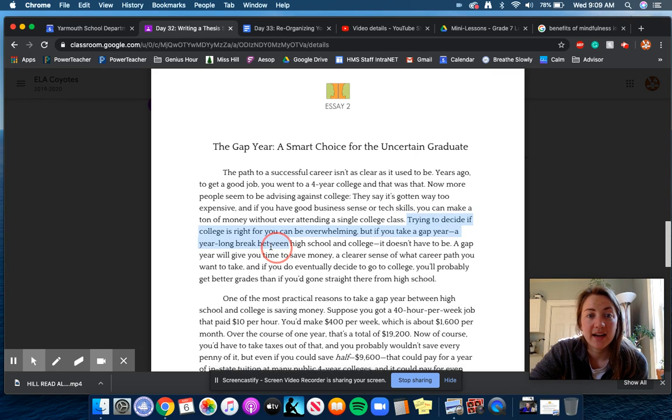So trying to decide if college is right for you can be overwhelming. Okay, so just acknowledging the other side, that if you're unsure about what path to choose after high school, figuring out if college is right for you is overwhelming. Boom, concession, acknowledging the other side, lovely. And here is the main argument. But if you take a gap year, and then it gives you a definition of what a gap year is, it doesn't have to be. But here's the thing, that's not actually the thesis or the main argument. This is the thesis or the main argument.